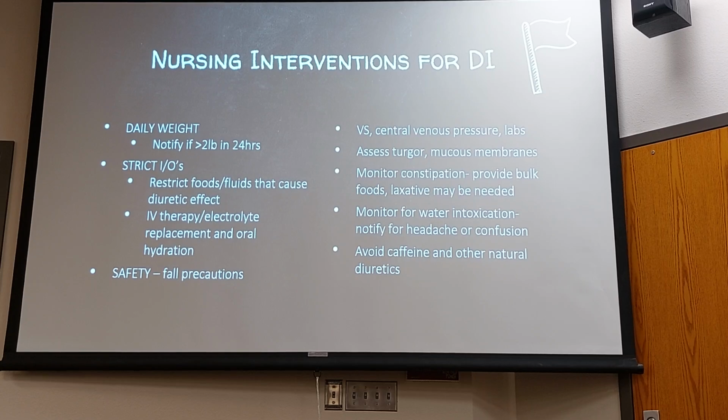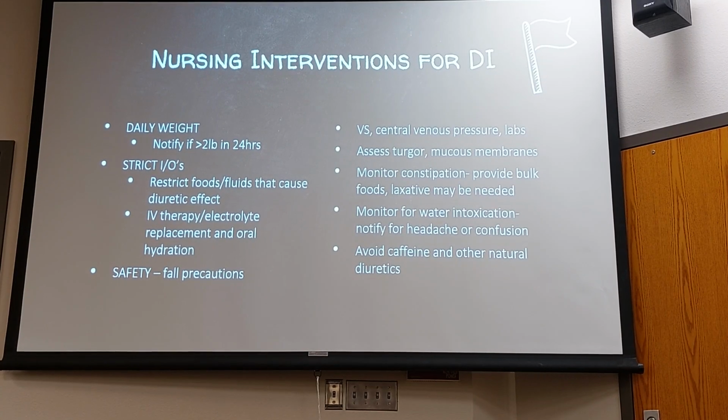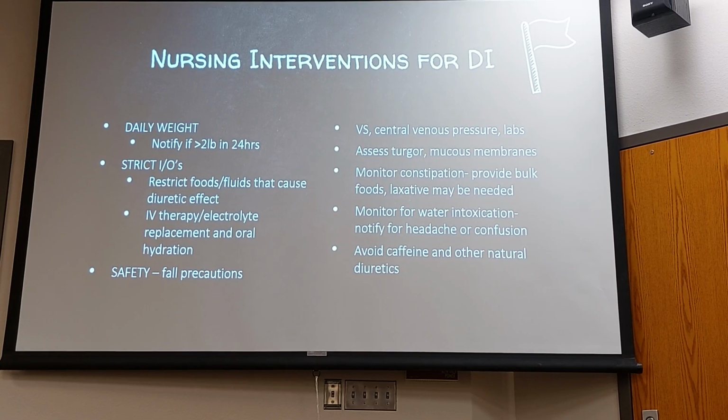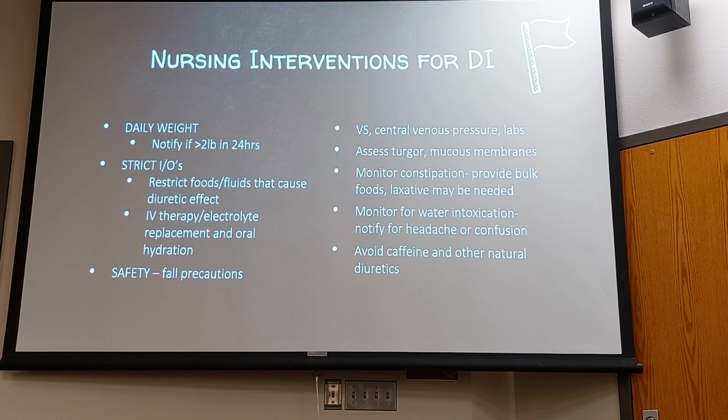So the left side's pretty much the same as the last time. Daily weight, strict I's and O's, and we gotta worry about safety. This time with the strict I's and O's, we're gonna restrict fluids that have a diuretic type effect, that cause us to go, or caffeine. Certain fruits have a diuretic effect, like watermelon and grapes. IV therapy, electrolyte replacement, and oral hydration, right? I always wanna go oral first if we can, but if we need to really replace it quickly, we can do an IV therapy. And safety, like fall precautions, so our sodium's out of whack.